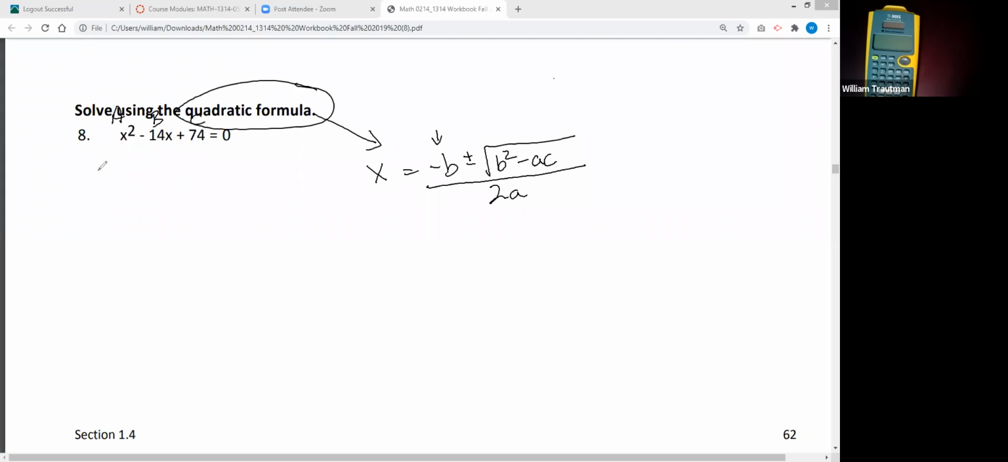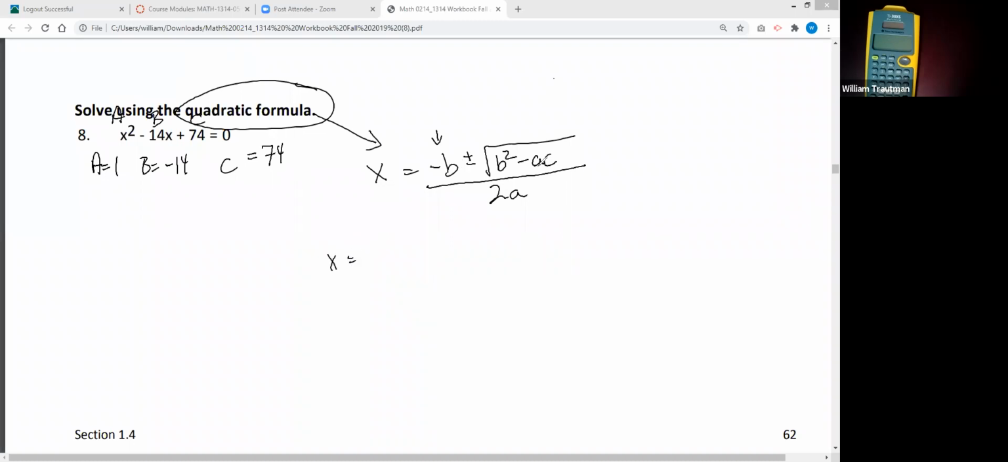So in our problem, I'm going to write down A is the number in front of x squared. It's an invisible 1. B is the number in front of the x. It's a -14. And C is the number without the x, a +74. So we're going to plug all this in.